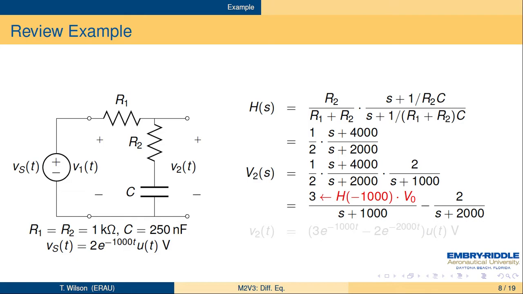And then the other term we find by just our standard cover-up method, and we get 2/(s + 2000). So the bottom line answer is 3e^(-1000t) minus 2e^(-2000t) u(t). e^(-1000t) is slower than e^(-2000t), so the forced response will outlive the natural response in this case.